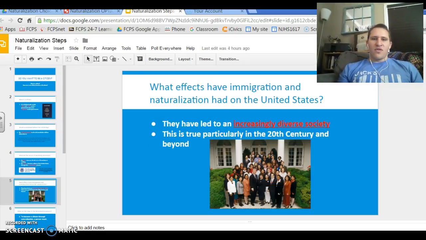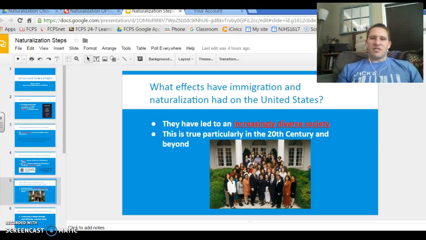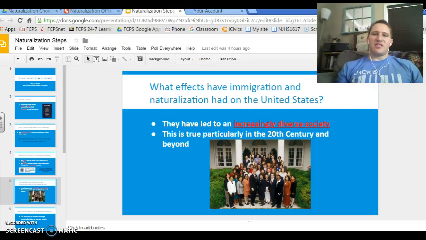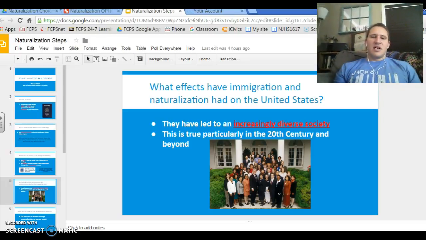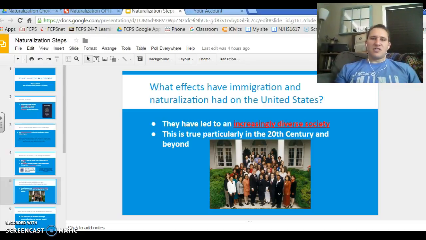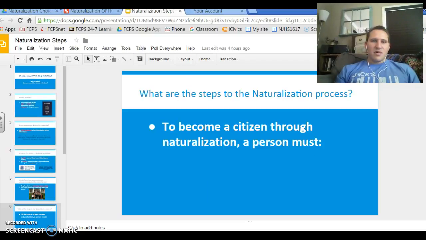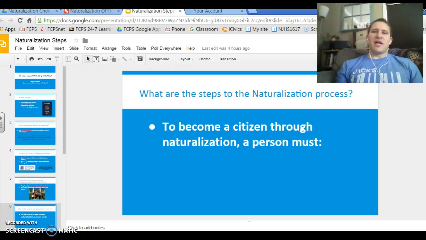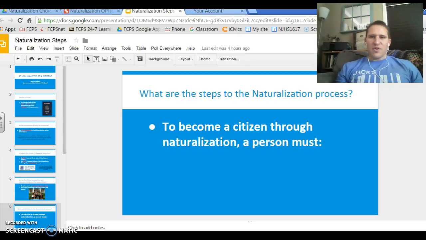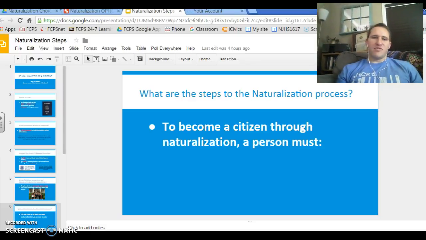Now, over the years, immigration and naturalization, the process of people coming to the United States and becoming naturalized citizens, has really increased the diversity of our nation. It's brought in different cultures, different ethnicities, different races, religions, beliefs, and as a result, especially in the 20th century and into the 21st century, our nation has become much more diverse in terms of its culture and its lifestyle. So let's talk about the steps to become a naturalized citizen. There are really 4 major steps, and each step has a couple different components.